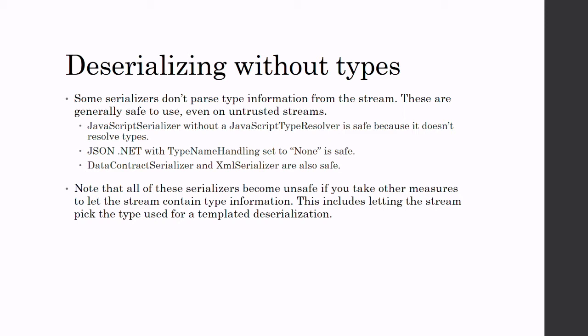That said, you can make all of these exploitable by adding some other mechanism for an attacker to determine what type will be used for the templating of the deserialization. There have been cases where, for instance, data contract serializer was used. However, they added next to the data contract serializer stream some other element that said, and this is the type you use for your template when you do deserialization. As soon as you do that, it's exploitable again.